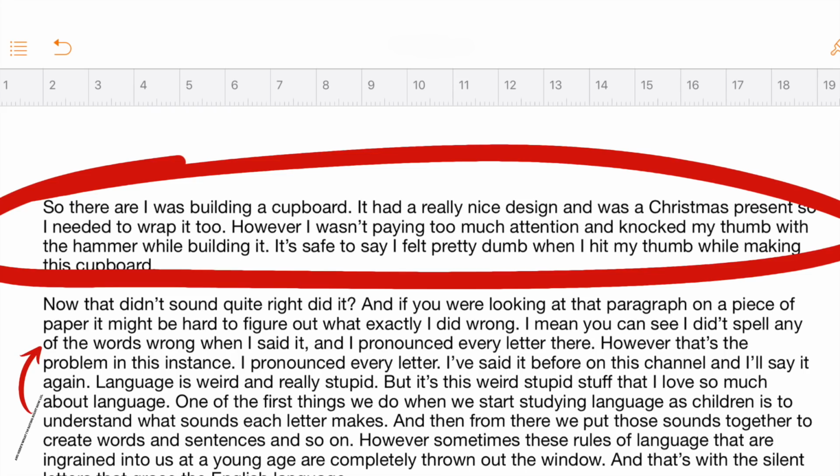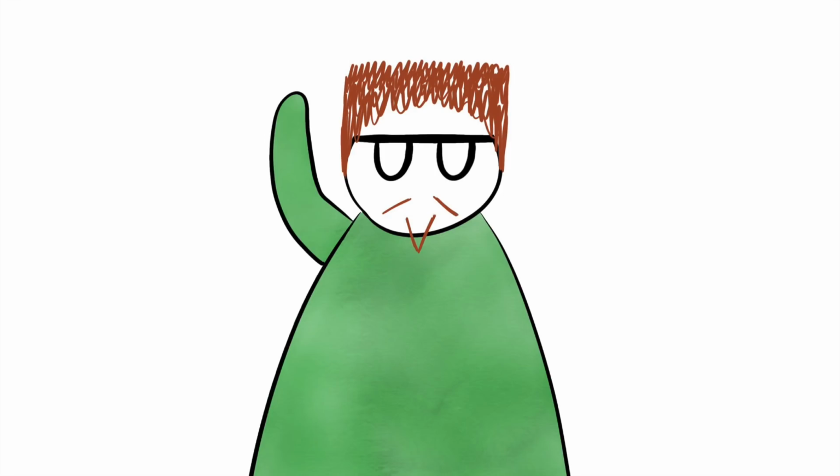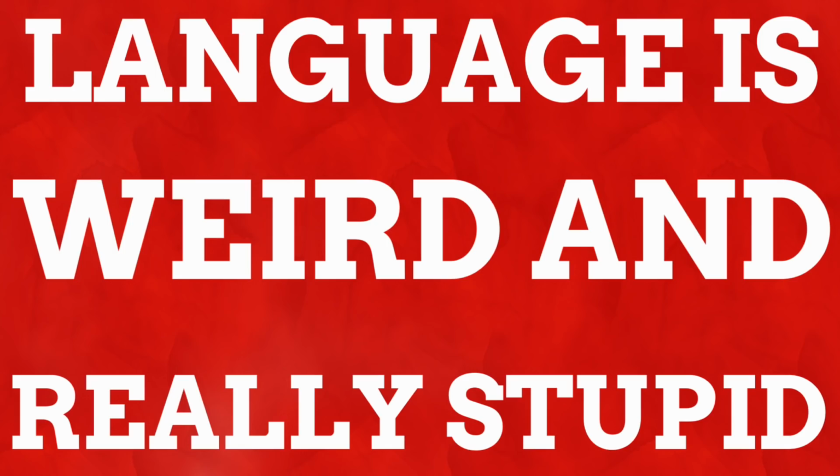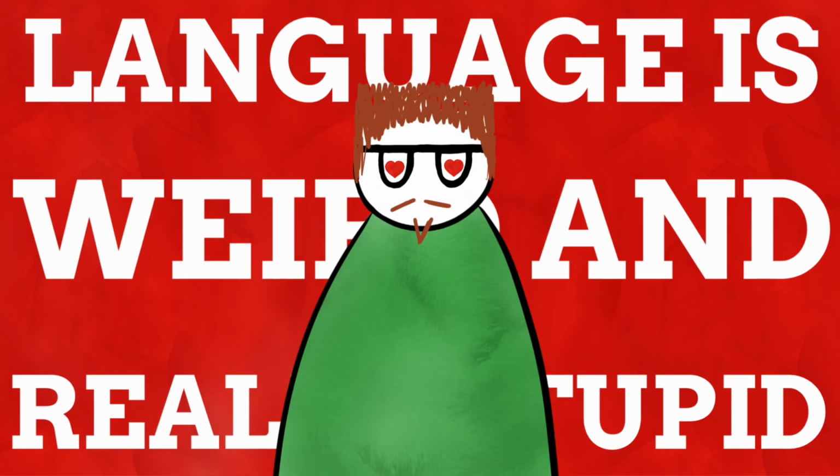And if you were looking at that paragraph on a piece of paper, it might be hard to figure out what exactly I did wrong. I mean, you can see I didn't spell any of the words wrong and I pronounced every letter there. However, that's the problem in this instance. I pronounced every letter. I've said this before on the channel, I'll say it again. Language is weird and really stupid, but it's this weird stupid stuff that I love so much about language.